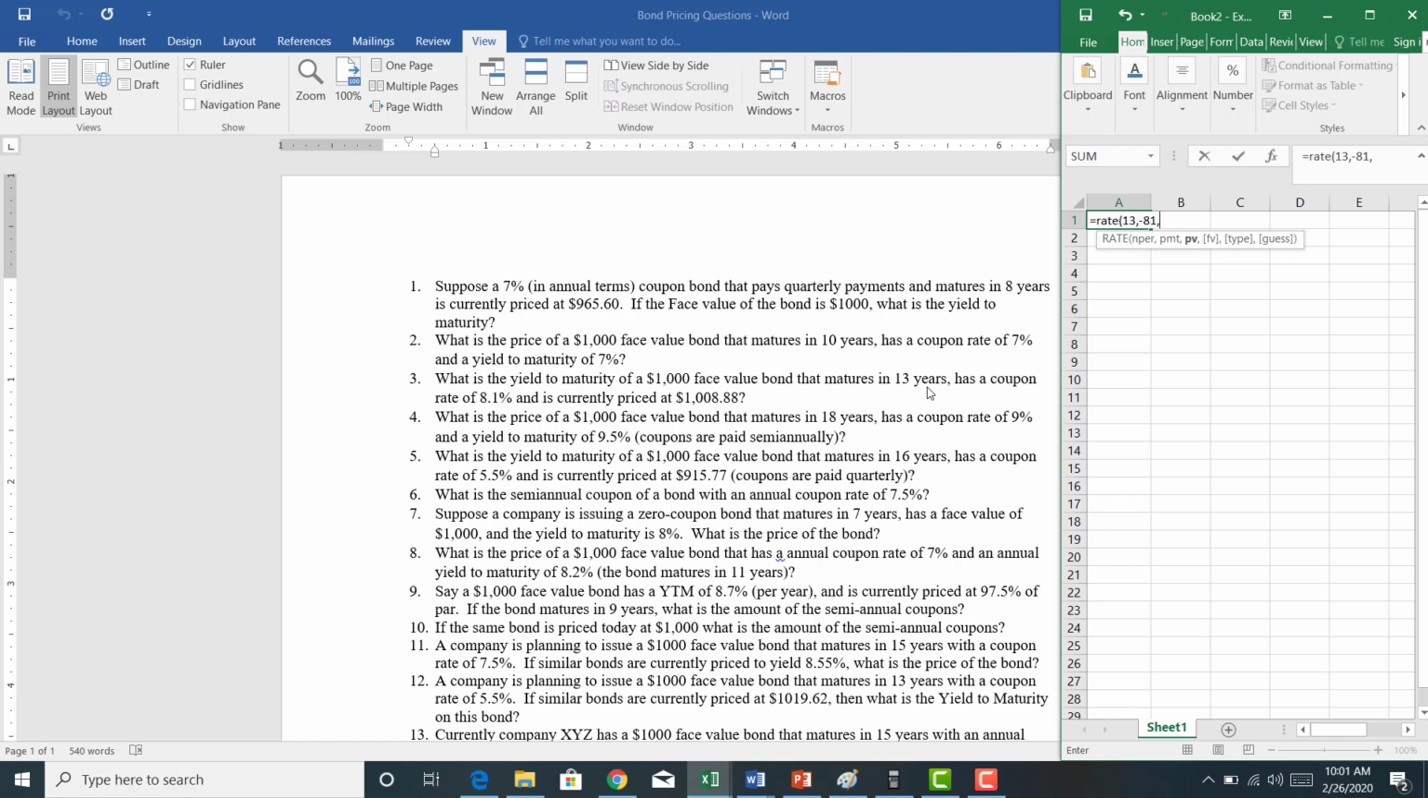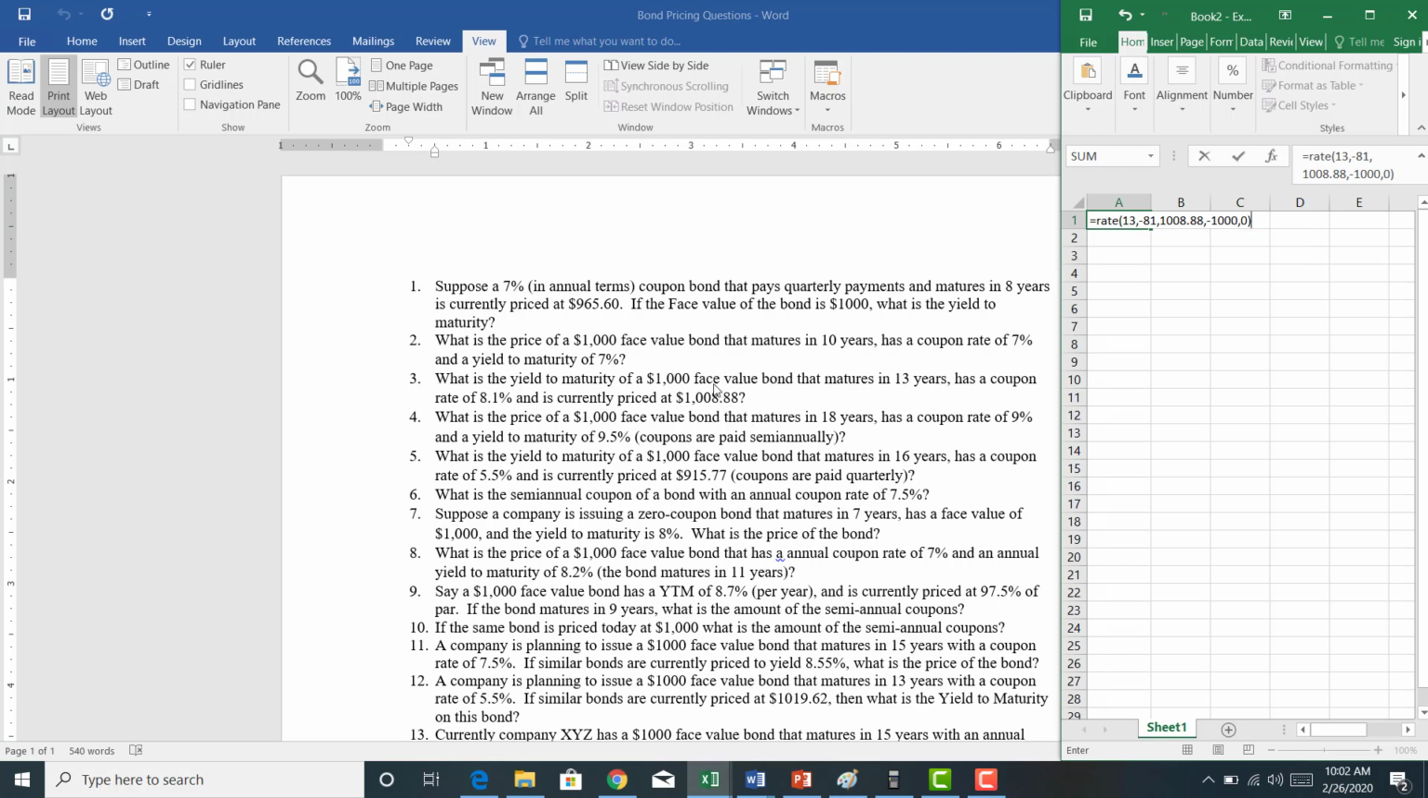Now notice in problem 3 I don't specify that the coupons are going to be paid at any other frequency than annually, so we assume if I don't specify that they're semi-annual payments or quarterly payments, these coupons are just going to be paid annually. The present value of this bond is the bond's price. Again, that's positive, an inflow for the firm. The face value is negative 1,000, compounding at the end of the period.